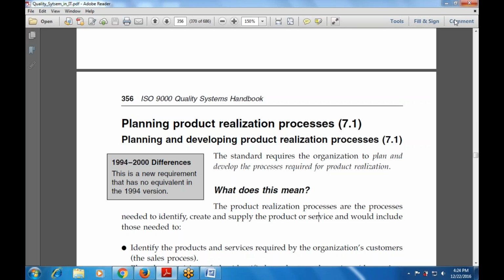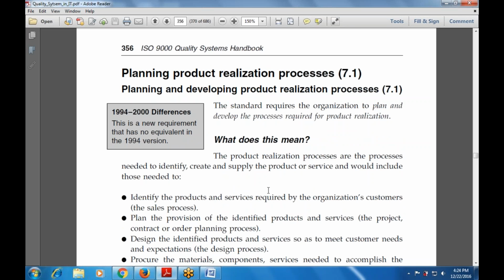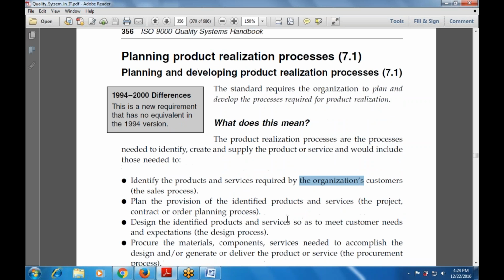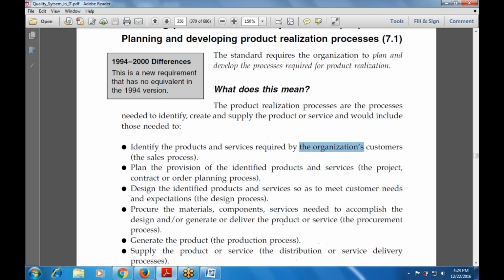Now, what is the meaning of planning the product realization process? So this means that we take care of the processes that are needed to identify, create, and supply the product or the service, and would include those needed to identify the product and services required by the organization's customer, that is the sales process. One is a project contract or order planning process, that is to plan the provision of the identified product and services, and design the identified product and services so as to meet the customer needs and expectations, that is the design process.